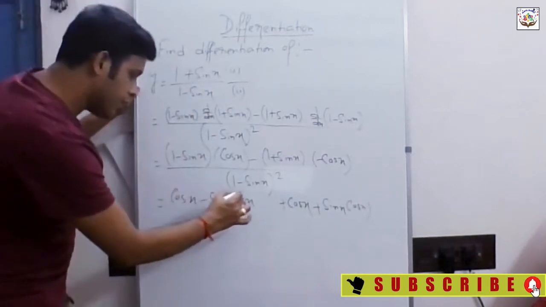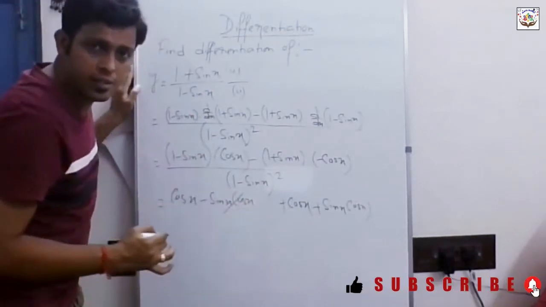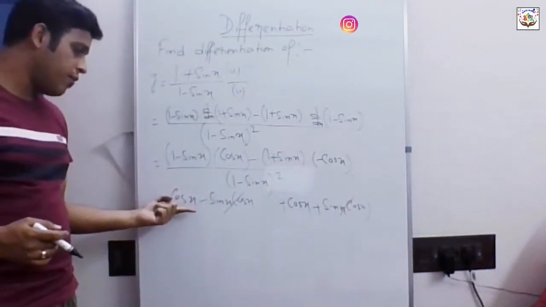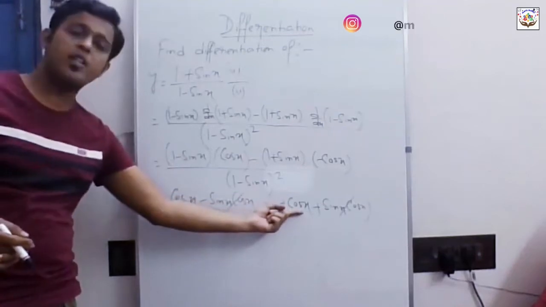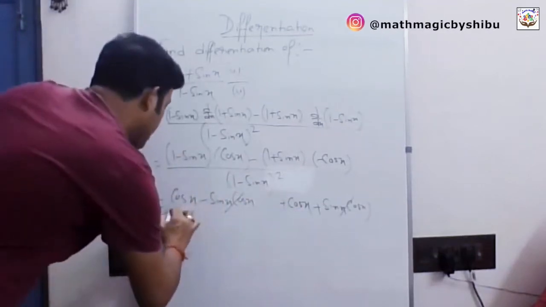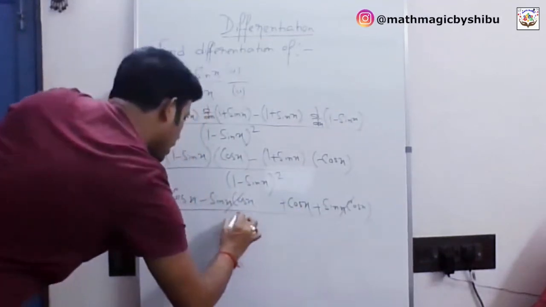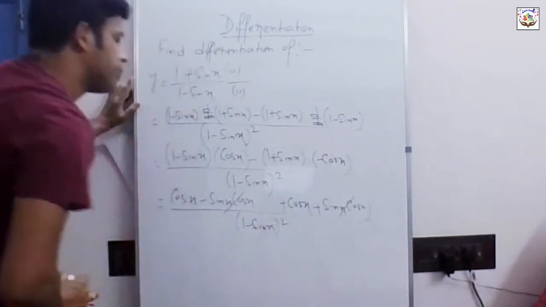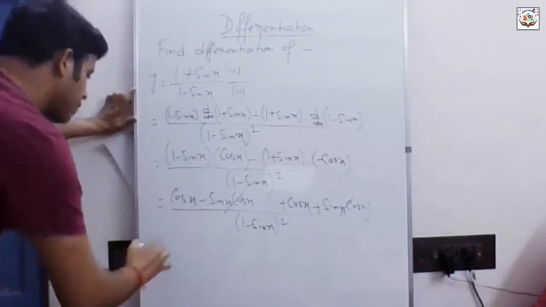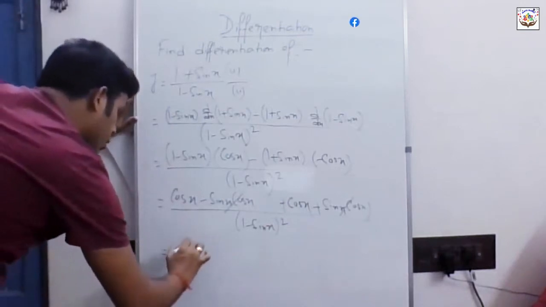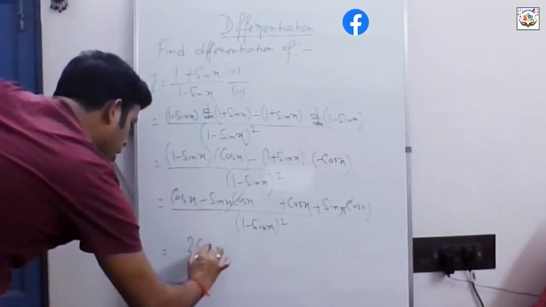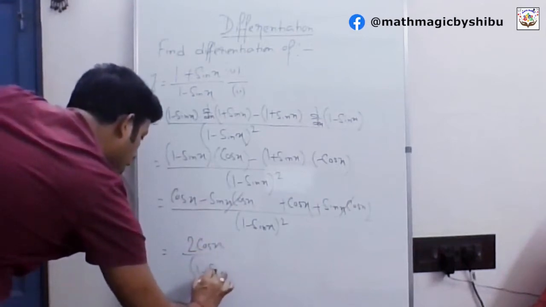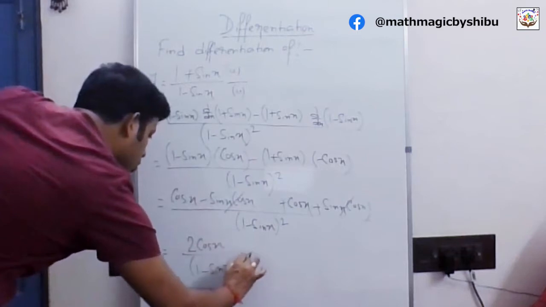Can we cancel out minus sin x cos x plus sin x cos x? So what is left? Cos x plus cos x means 2 cos x, and in the denominator it will be 1 minus sin x whole square. So the result would be 2 cos x divided by 1 minus sin x whole square.